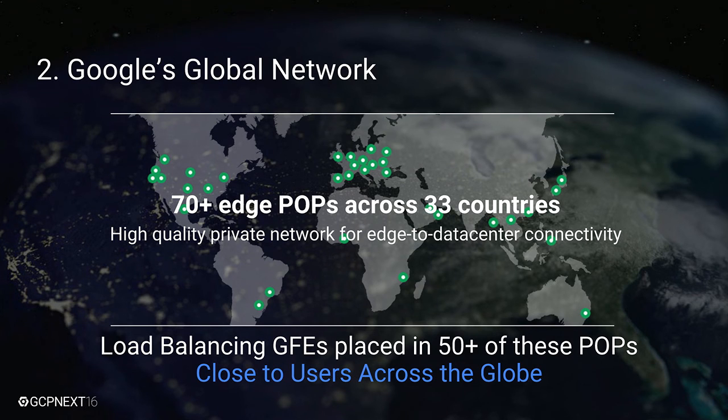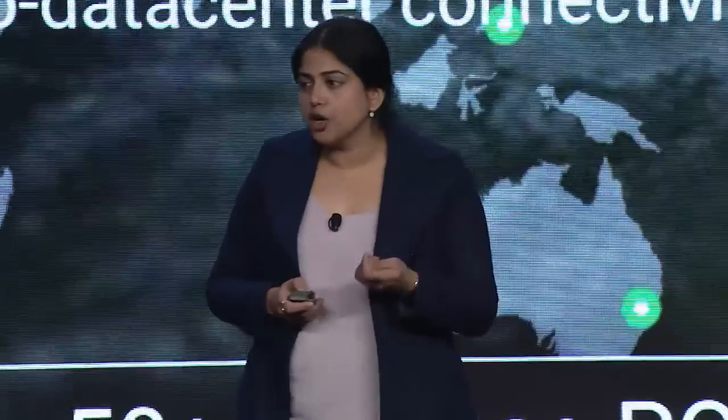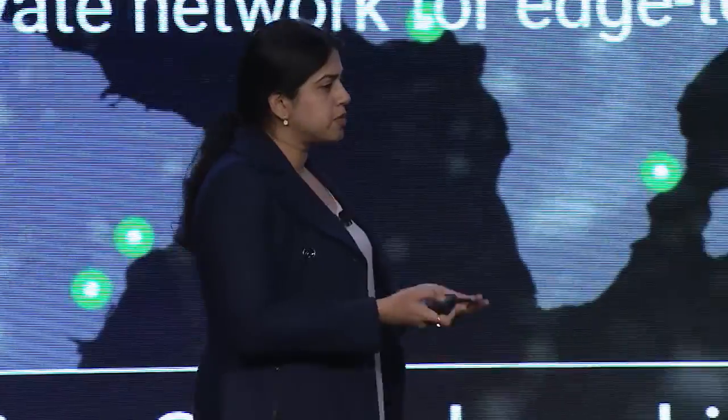Now let's look at the second key enabler. That's Google's global network. Google has 70+ edge POPs across 33 countries, and it has a high-quality private network for edge to data center connectivity. So each of these are connected to the data center, and you're computing the data centers through this very, very high-quality network. Now, out of these 70 edge POPs, these load balancing GFEs are placed in 50 of these POPs, close to your users across the globe. So again, as I said before, if anybody asks you, where is the GCP Global Load Balancer? The answer is, it's at all of these 50+ POPs across the globe.